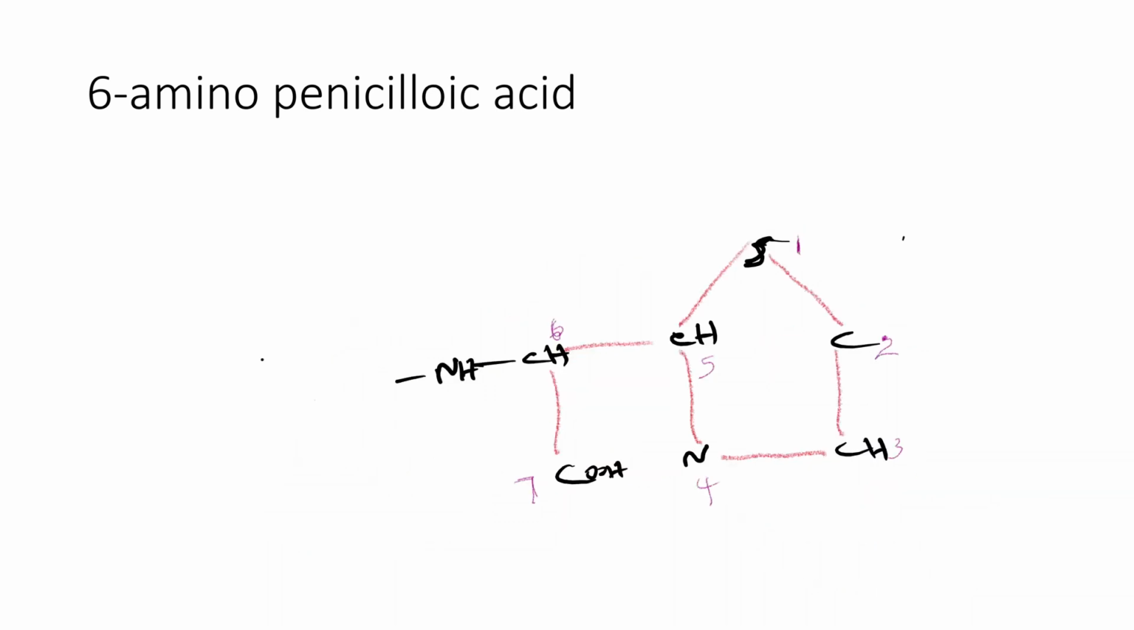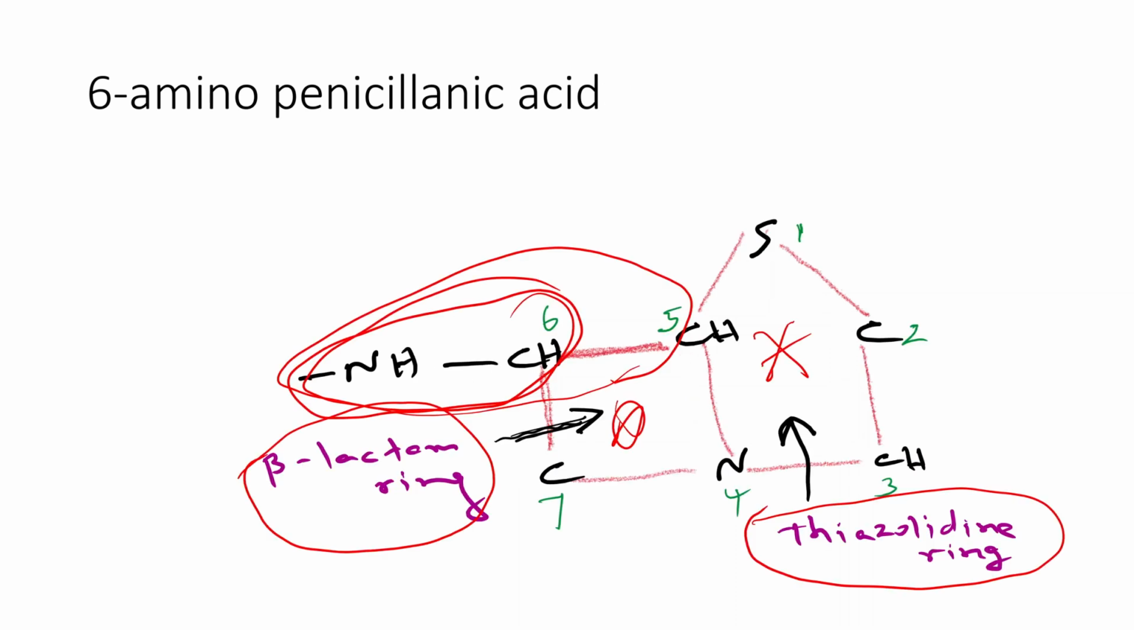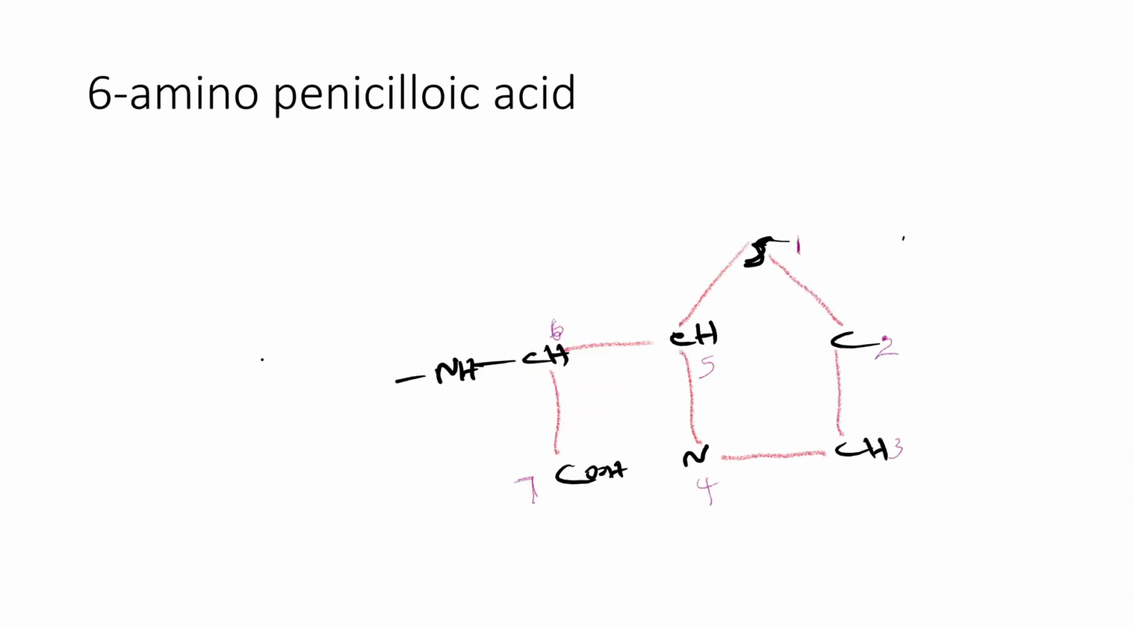The previous one is 6-amino penicillinic acid, which we call the penicillin nucleus. This is 6-amino penicilloic acid. You can see this bond is broken, which means bacterial beta-lactamases have come and broken this bond. So the beta-lactam ring is inactive. This is the inactive form of penicillin, which we call penicilloic acid, destroyed by the beta-lactamase.